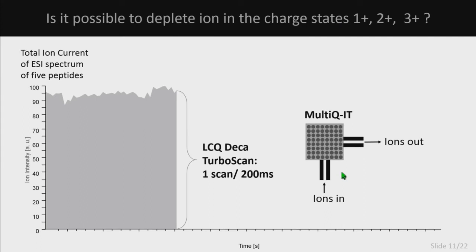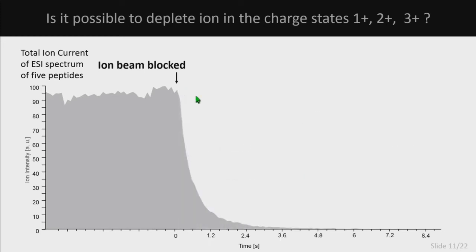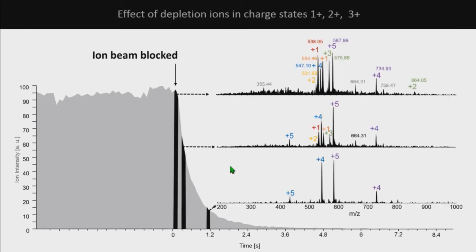We needed this speed because we wanted to block ions coming into the MultiQ-IT trap and see how quickly the ions that are already in the trap will leave the device. So indeed, we blocked the ion flow into the MultiQ-IT trap by raising some potential and observed an exponential decay of the ions with a half-life, or residence time, of 300 milliseconds.